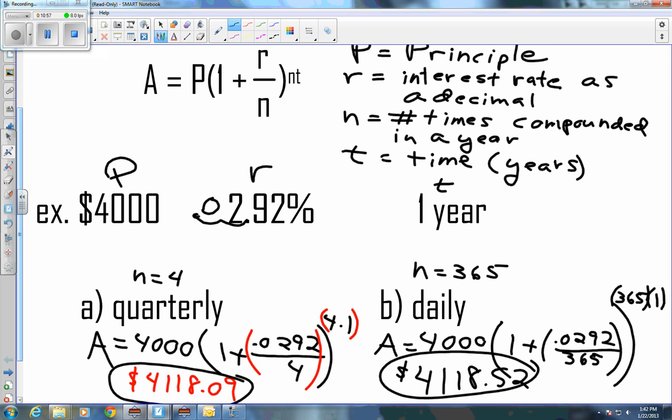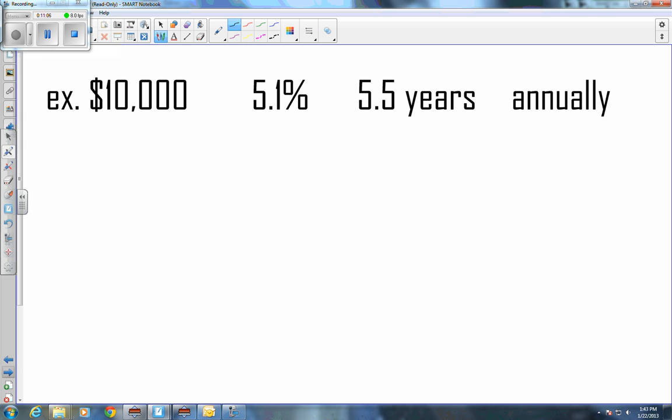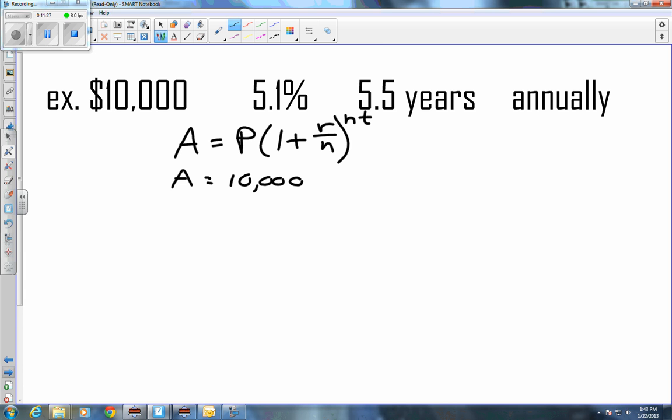Okay, questions? This is the formula you're going to be dealing with today. Let's do one more, just practice one. I'm going to rewrite this formula: A equals P times 1 plus R over M to the N T. So we're going to put in $10,000, and that's my P.